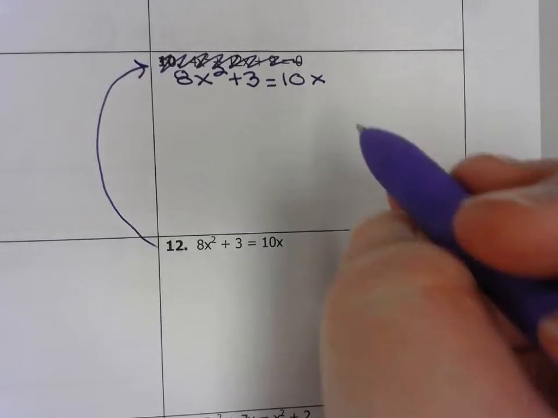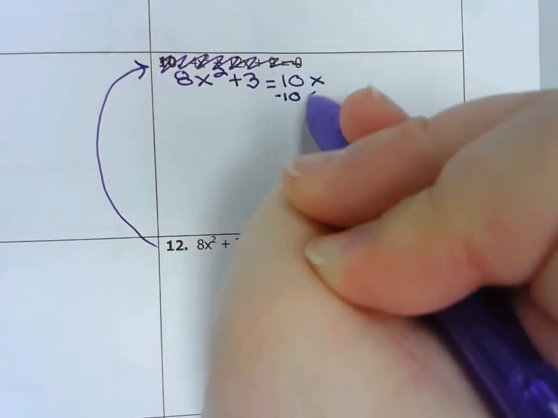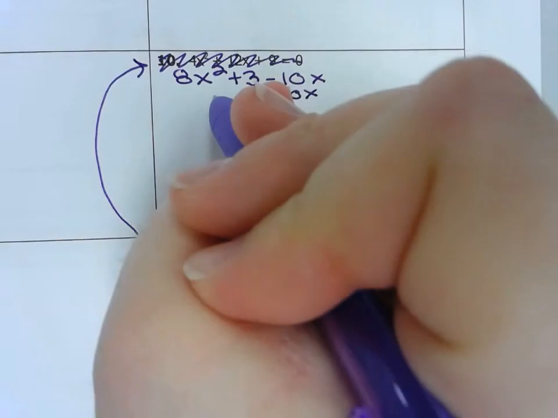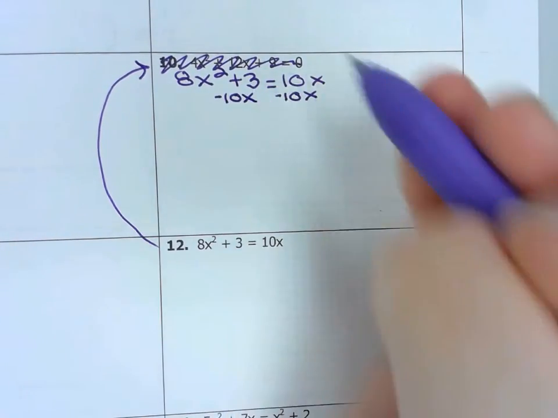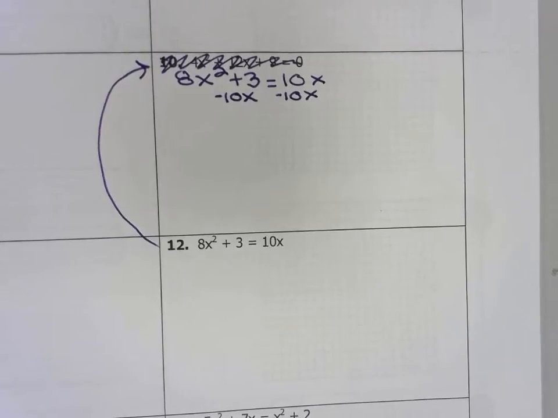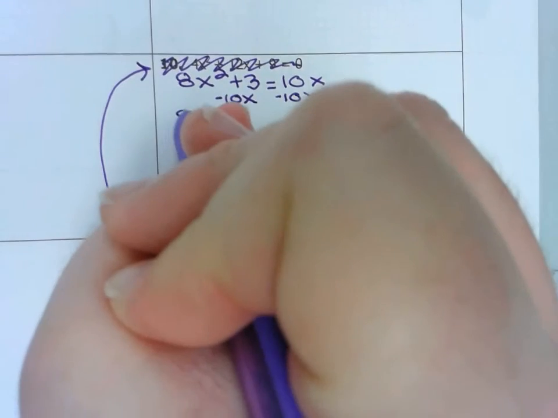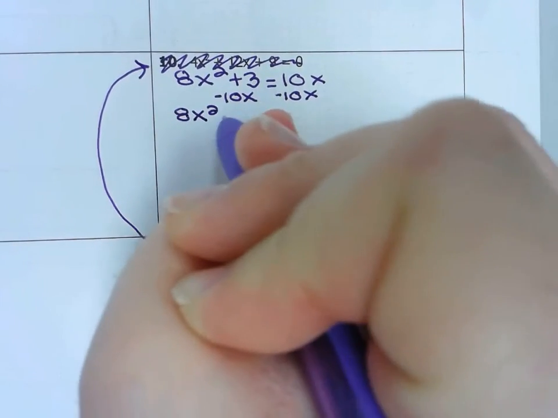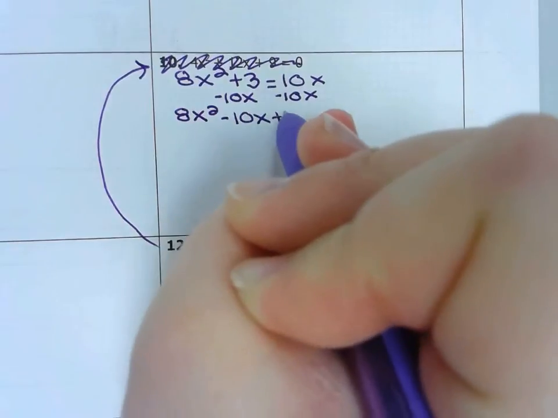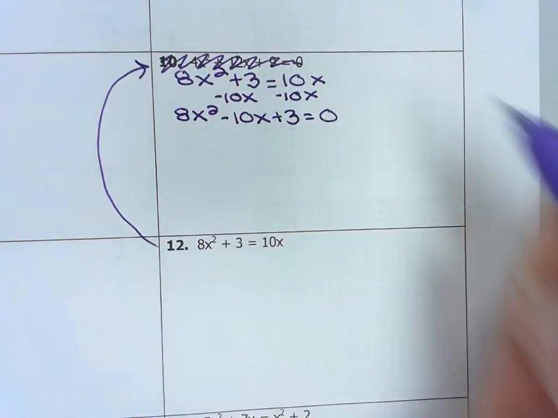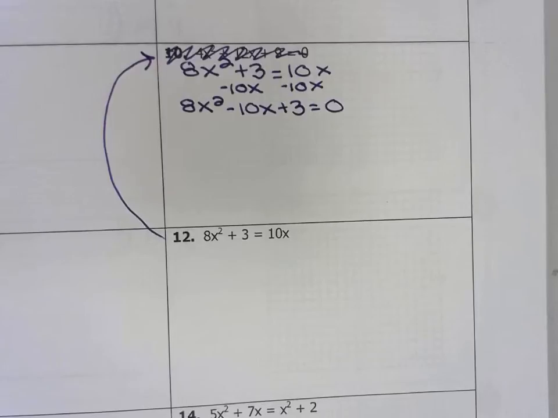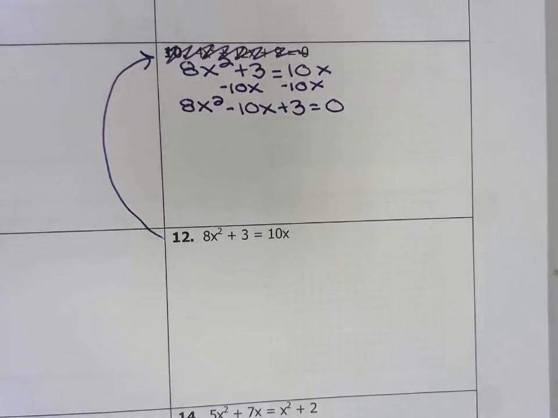10x. So I'm going to subtract 10x from both sides. And there's not another x to put it with on the left side, so I'm just going to throw it over there somewhere. Now as I write my left side, what is my left side going to look like? 8x squared plus 3 minus 10x. Go ahead and put it in standard form. Put the 10x in the middle, because that's going to help you with factoring. So 8x squared minus 10x plus 3.